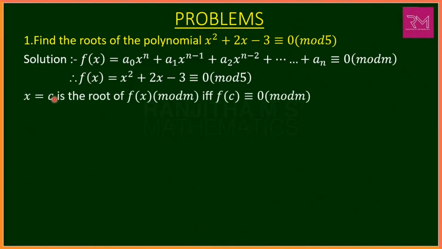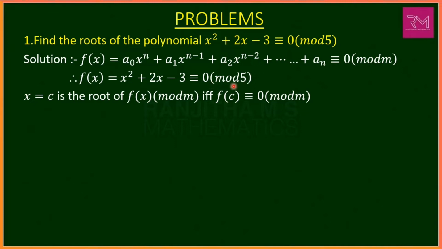Next, we have to find the root for this polynomial. That means we have to find x = c such that f(c) is congruent to 0 mod m. Here we have to substitute the c value in the given polynomial such that it is congruent to 0 mod 5.